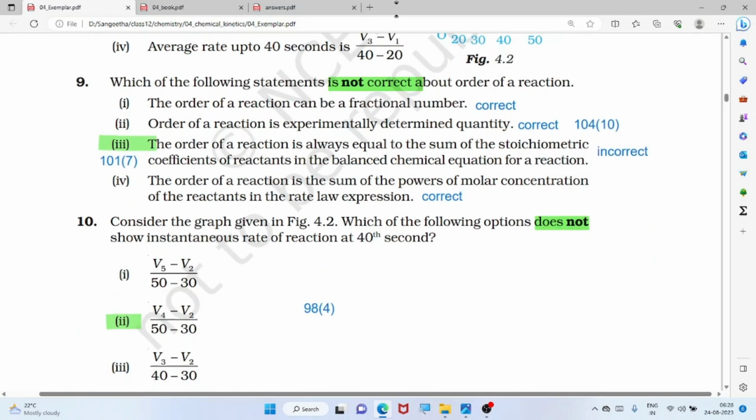Which of the following is not correct about the order of the reaction? The order of reaction can be a fractional number. Okay, because the power of the concentration can be a fraction. They are asking which is not correct. Okay, this one is correct. Order of the reaction, okay, this is also correct. The order of the reaction is always, no, this is wrong. The order of the reaction is the sum of the powers of the, okay, this is correct.